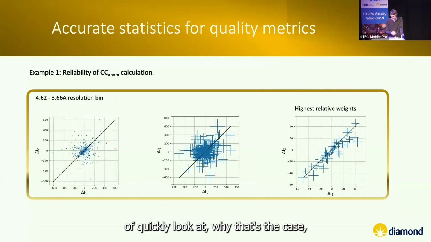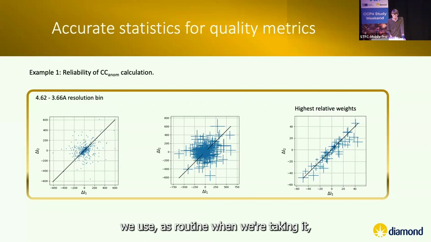And if we quickly look at why that's the case, on the left is the data that goes into the CC half formula, delta I over I, and you see there's quite a wide distribution. Some of those are in the wrong quadrants from what you'd expect based on positive correlation. But once you add in the uncertainties, you see that they have a high relative uncertainty. And if you look at the parts of the data set with the highest relative weights, when you do a weighted formula, you see that they lie much more along the positive correlation line. So the high uncertainty of some points is obscuring the overall correlation in the data.